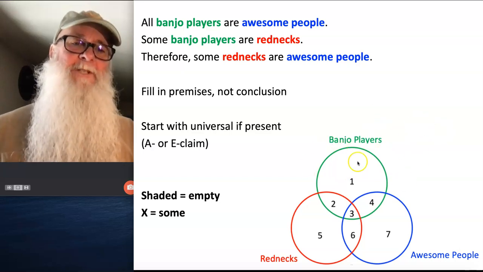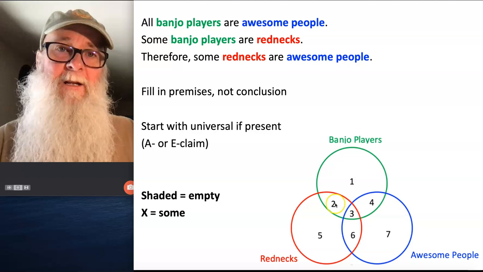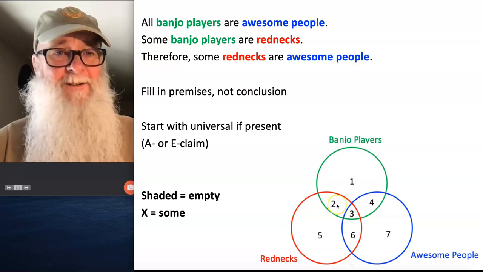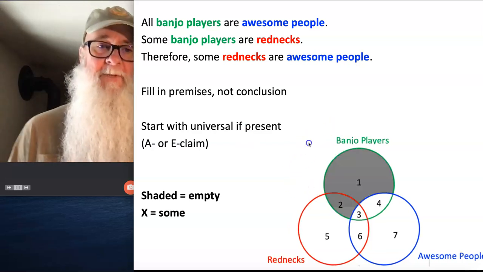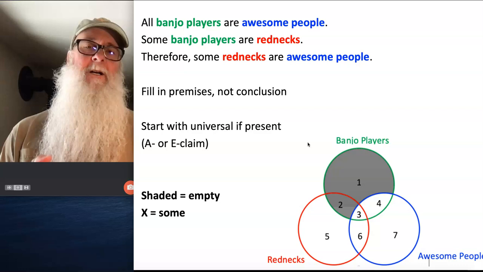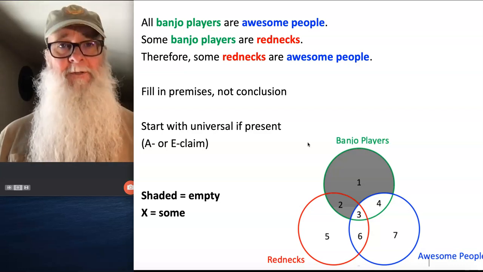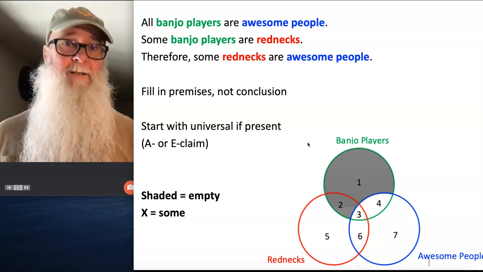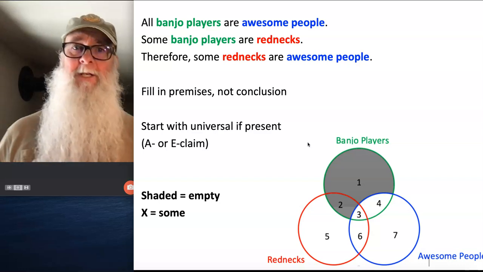So I know I'm going to have to shade in area 1. But I'm also going to have to shade in area 2, because anything in area 2 is a banjo player, but it's not an awesome person. And I want to show that all the banjo players are awesome people. Okay, so now I'm going to shade in areas 1 and 2. Another thing to take note of is that anytime you're marking a universal statement, a statement that begins with all or no, you're going to shade 2 areas, unless one area has already been shaded. So anytime you mark a universal, you're going to shade 2 areas.